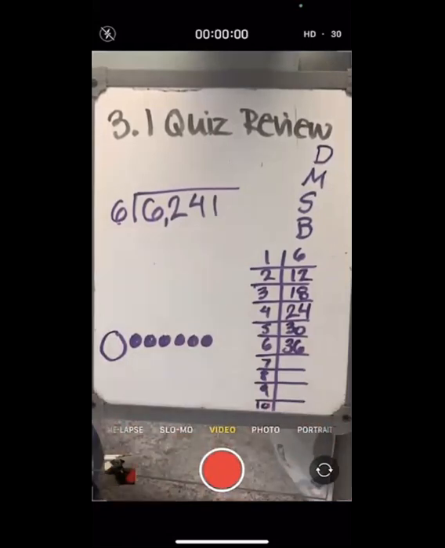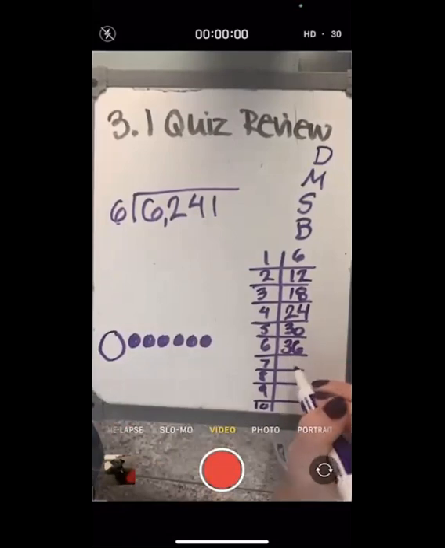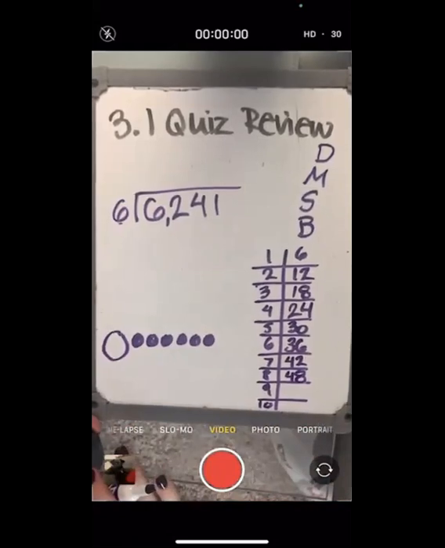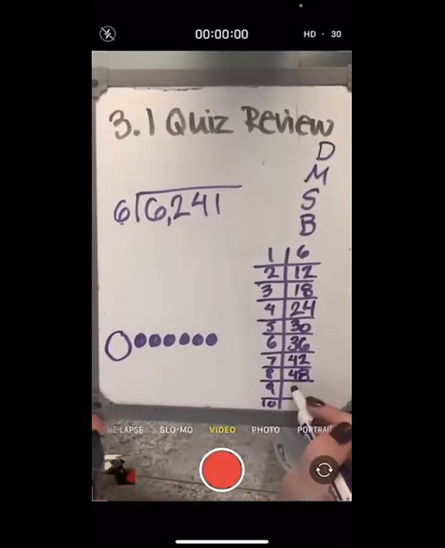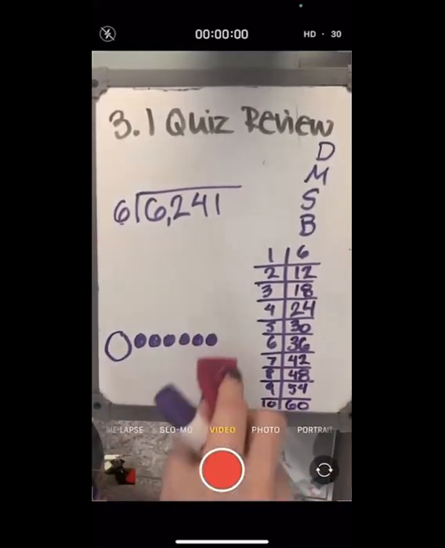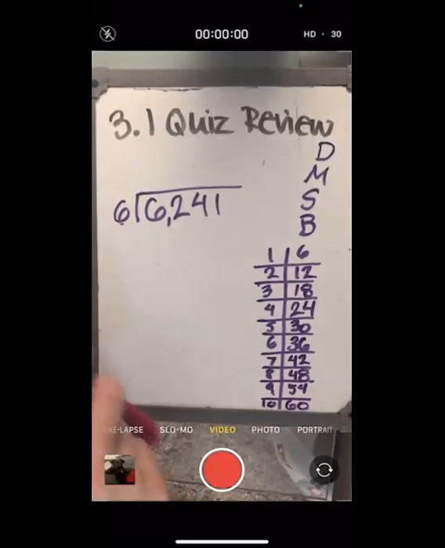So who could finish this? Micah, could you finish up my ratio table for me? 7 times 6 is 42. Yep. 6 times 8, 48. 9 times 6, 54. And then 10 times 6 is 60. Beautiful. All right, Micah, can I keep you on to do the problem for us?